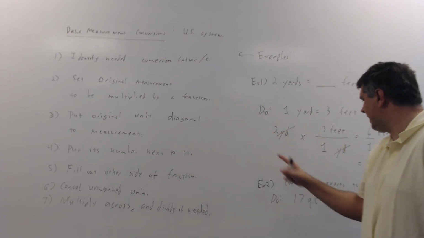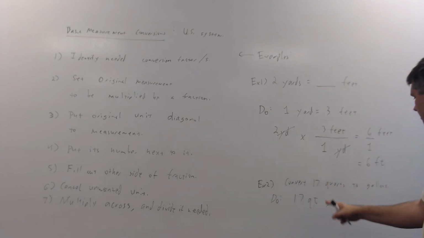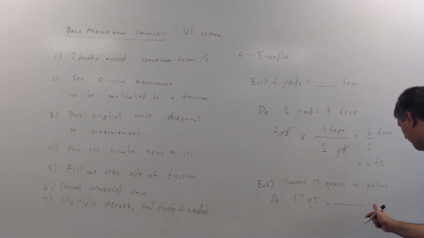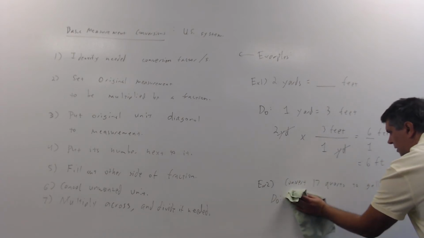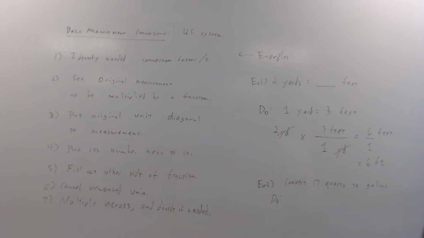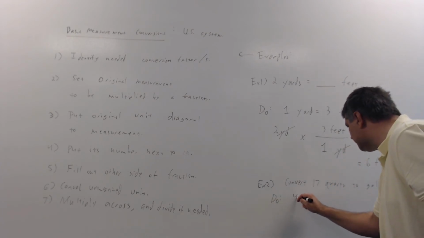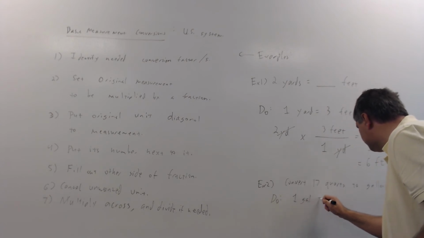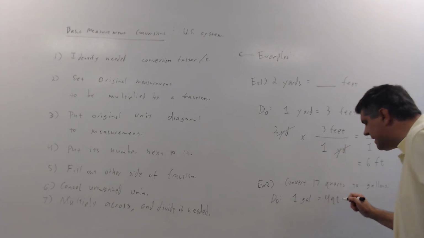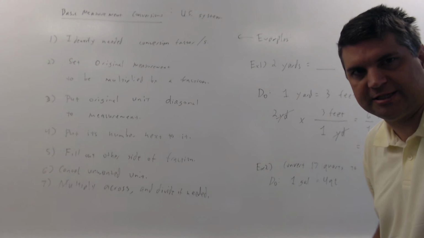Step 2, set it up to be multiplied by a fraction. Put the original unit diagonal to the measurement. This can be thought of as a numerator, so I'll put quarts. Actually, I skipped a step because I assumed everybody knew this. Let me pretend to look this up on my chart. There's 4 quarts. 1 gallon is 4 quarts. Now I'm ready to set this up and proceed.